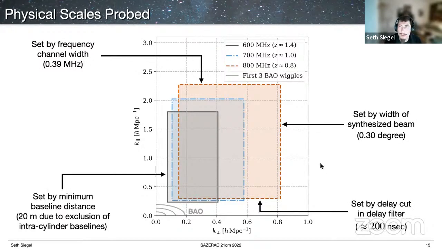The minimum scales being probed are set by the cutoff of the delay filter in the line of sight direction and the 20 meter cylinder width in the perpendicular direction, since we're excluding all of the intra-cylinder baselines in the analysis. We note that the first BAO peak is at 0.06 h inverse megaparsec. So our foreground filter is effectively removing all of the linear scales that are relevant for the BAO analysis, and this stacking analysis is sensitive primarily to nonlinear scales. So this must be taken into account in any interpretation of the measured signal.